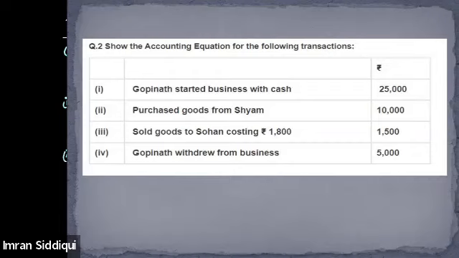The question is easy. The first transaction is Gopinath started business with cash, 25,000. Purchased goods from Shyam, 10,000. Goods sold to Sohan costing 1,800 at 1,500. Gopinath withdrew from business 5,000. Try to solve it. Otherwise I'll be solving it. If you are not able to solve it, I'll show you the solution.